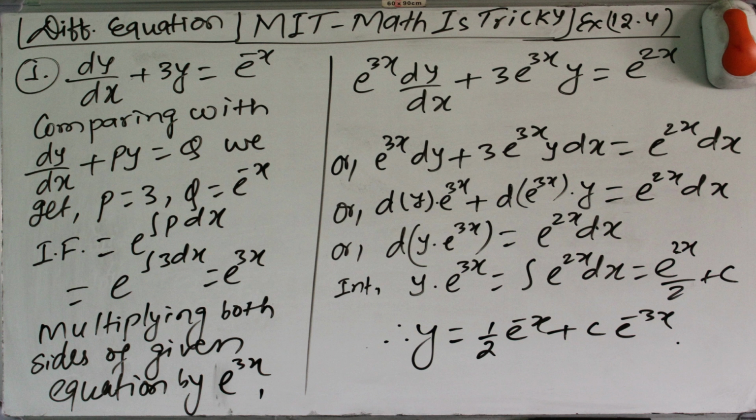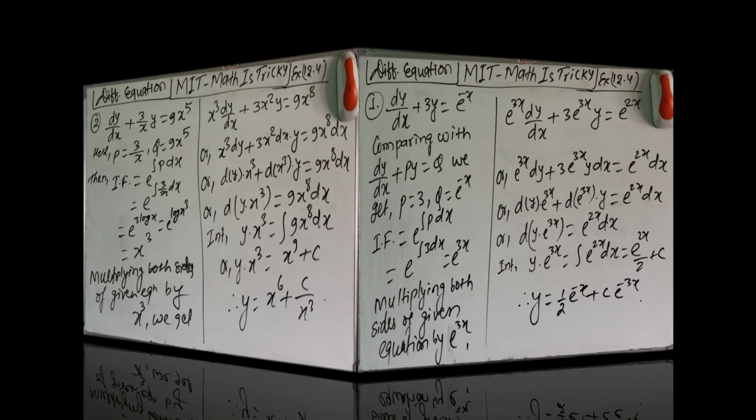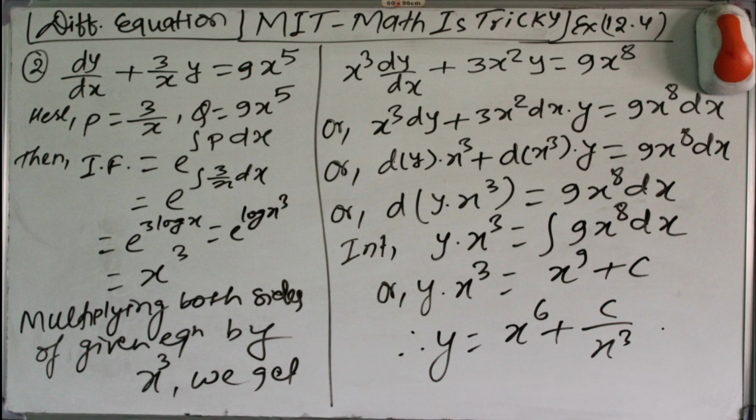Okay, so let's move to question number 2, and here it is. The question is dy by dx equals 3 by x, y equals 9 times x power 5. So if we compare this with the differential equation in linear form, dy by dx plus py equals q, we get p equals 3 by x, q equals 9 into x power 5.